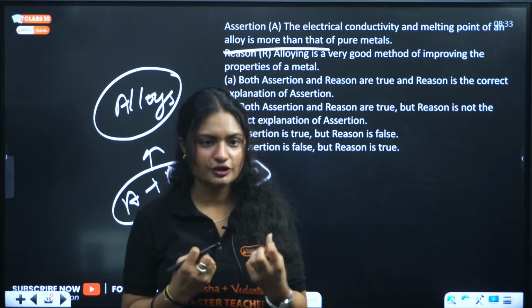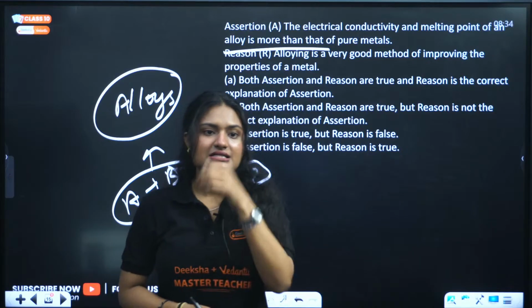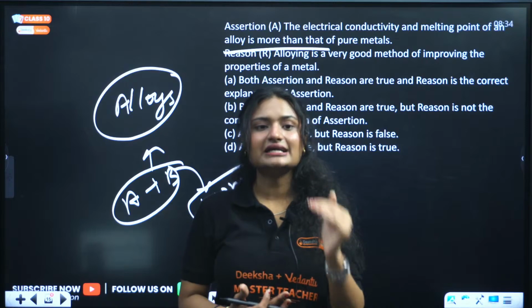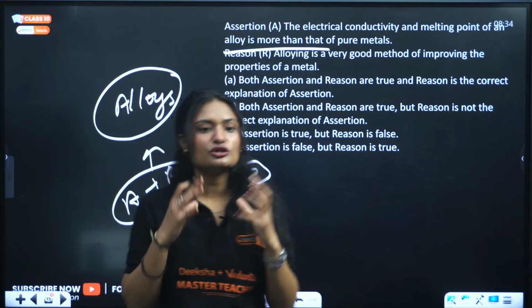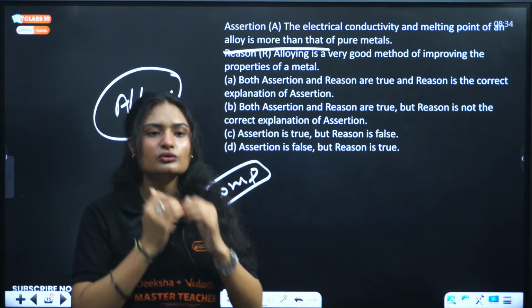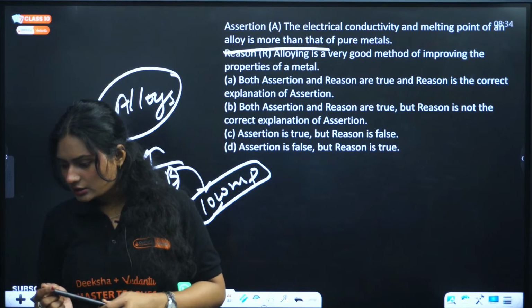Solder is an alloy of what? Tin and lead, and it has a very low melting point, right? Similarly, you can see the other alloys also. Alloys generally have a lower melting point than the pure metals. Why? Because they are a mixture of two metals, so two different melting points. So on average, they have a lower melting point. Clear?